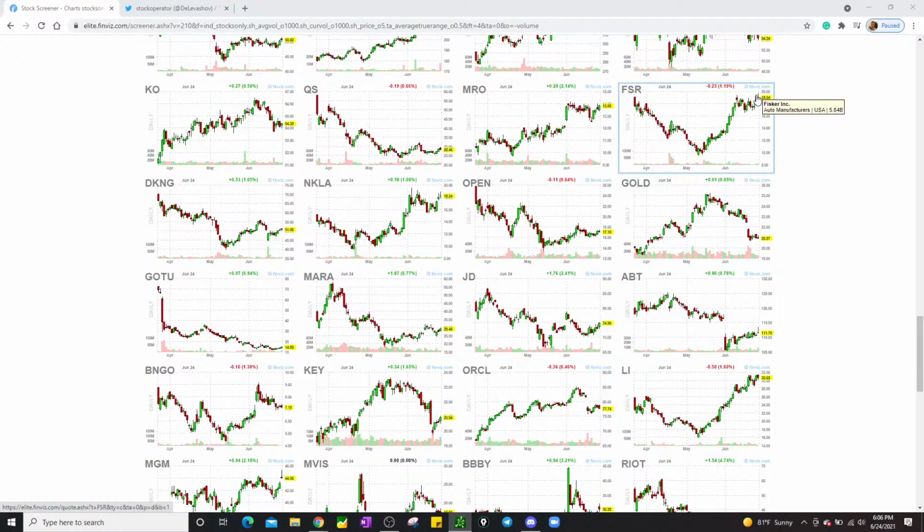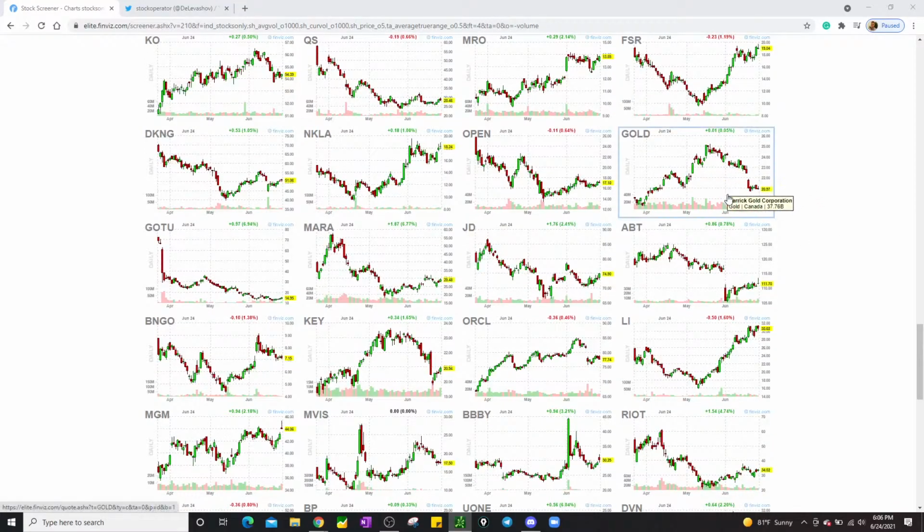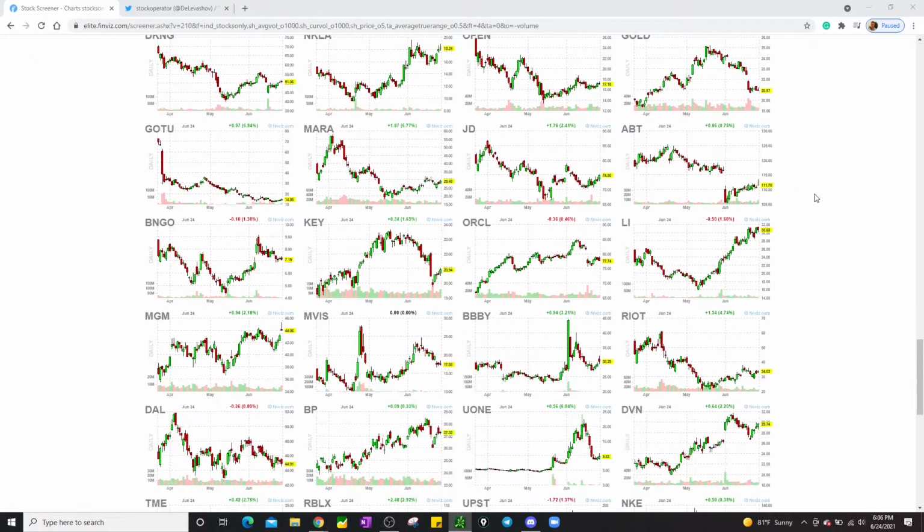Fisker fake breakout, not the best. Gold setting up for a short setup here. Seems like 21 got rejected. Maybe back to 20 again. Not the best ATR in this name.